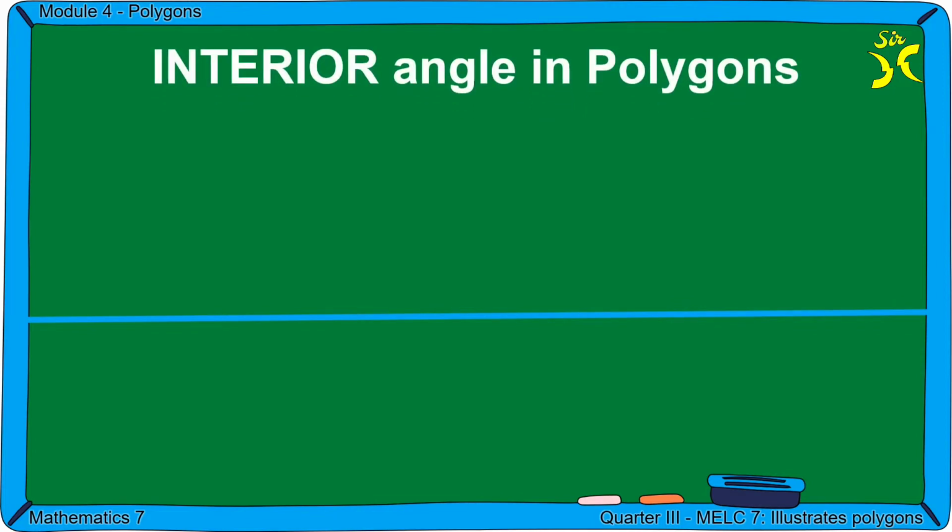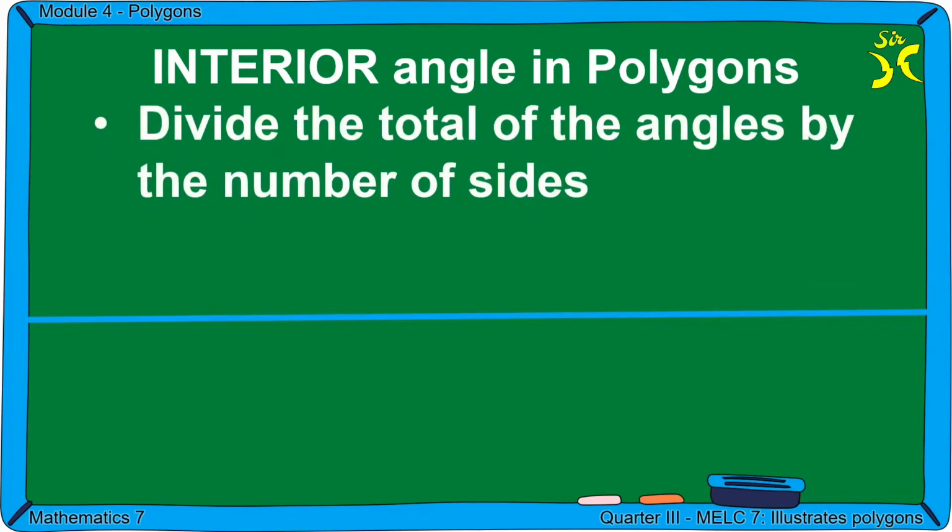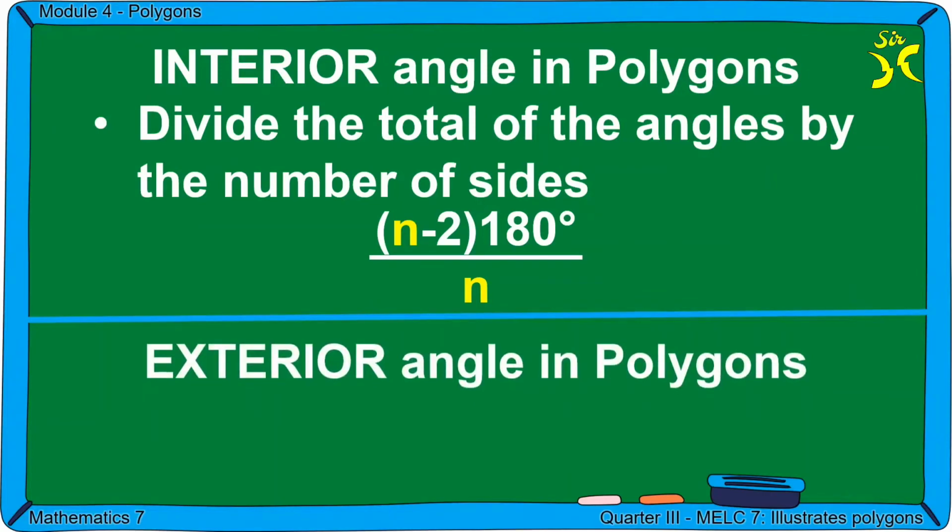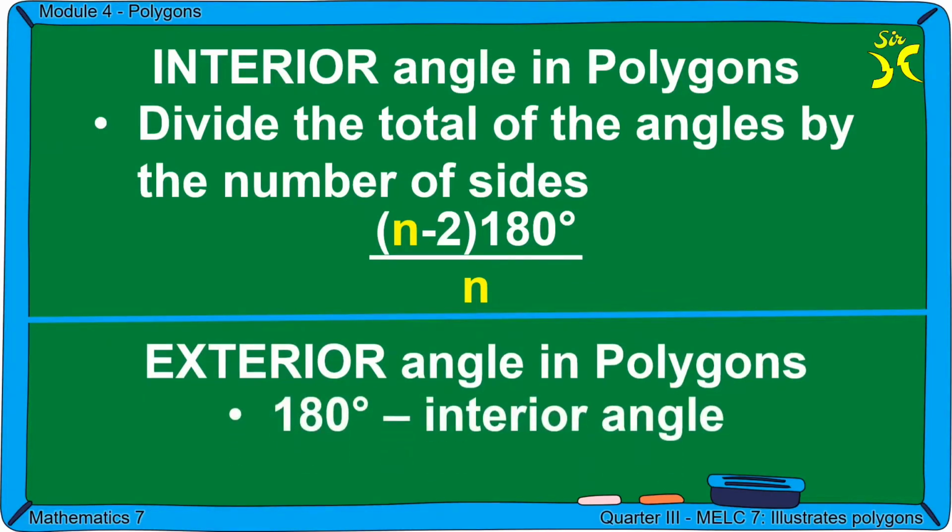To find the measure of each interior angle in polygon, divide the total of the angles by the number of sides. So we have n minus 2 times 180 degrees divided by n, where n is the number of sides. On the other hand, to find the measure of each exterior angle in polygon, we have 180 degrees minus the interior angle.